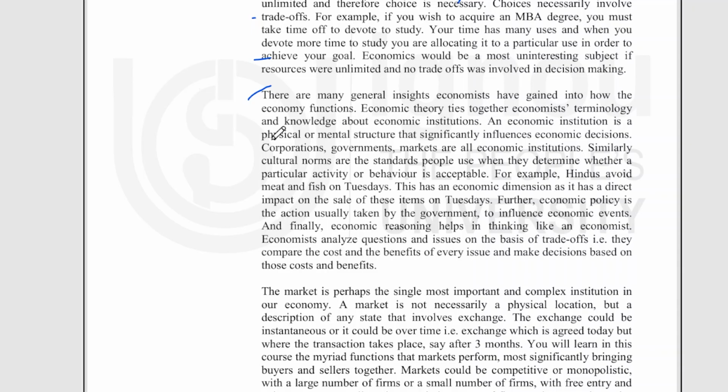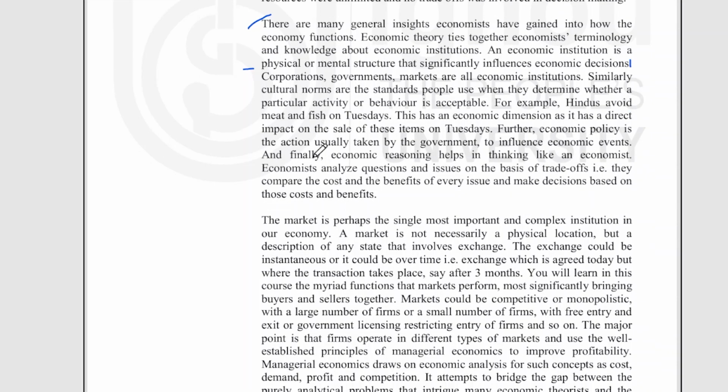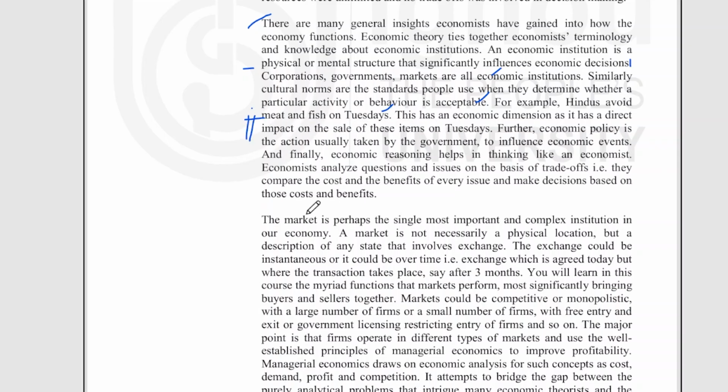An economic institution is a physical or mental structure that significantly influences economic decisions. Corporations, government, markets are all economic institutions. Similarly, cultural norms are the standards people use when they determine whether a particular activity or behavior is acceptable. For example, Hindus avoid meat and fish on Tuesday, and this has an economic dimension as it has a direct impact on the sale of these items on Tuesday. So this is just an example of the economy.